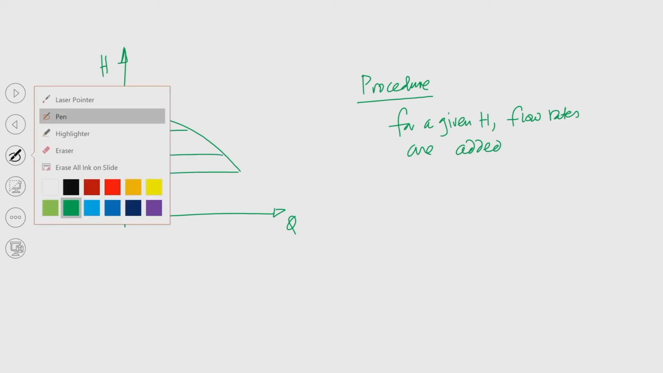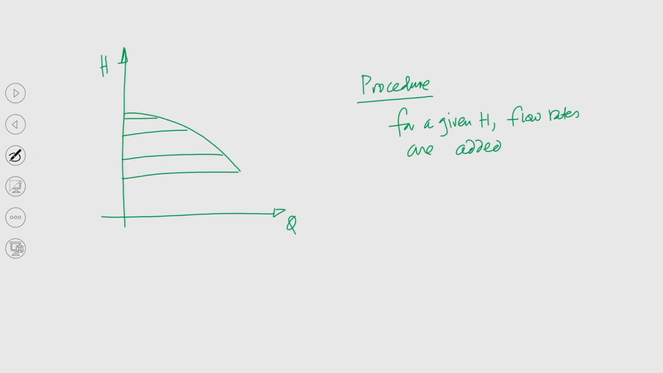Okay. And if I try to draw using a different color, this is basically Q1, Q2, Q3, Q4. Now, what is done? For a given head, that is H1, this is H2, this is H3, this is H4, the flow rates are added. So basically Q1 plus Q1 is 2Q1. Against this, this point will go here, this point will be going over here, and this point will be going over here.